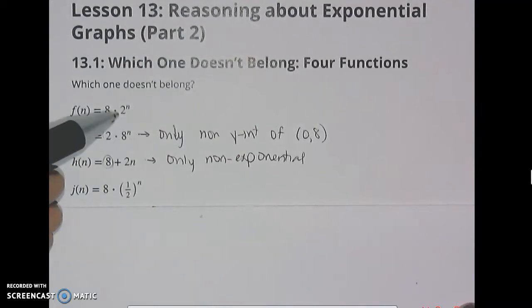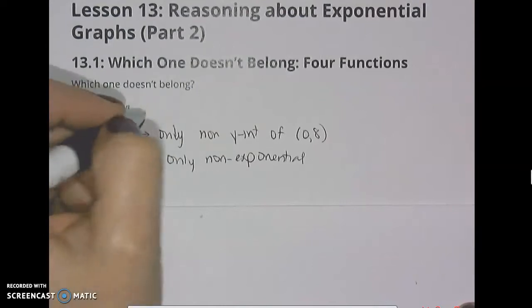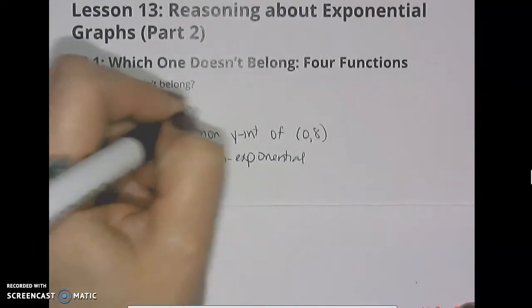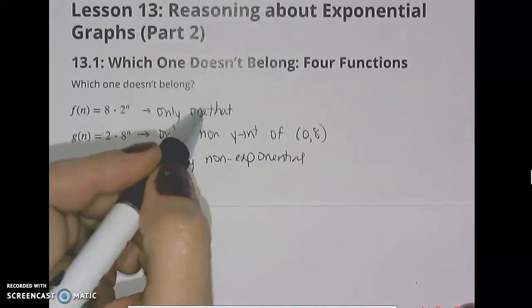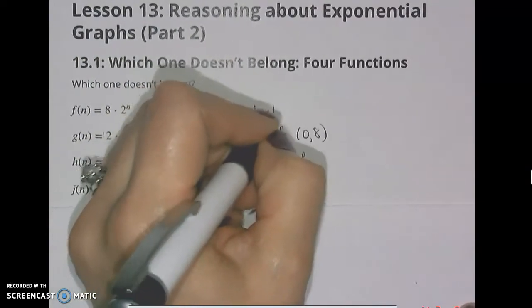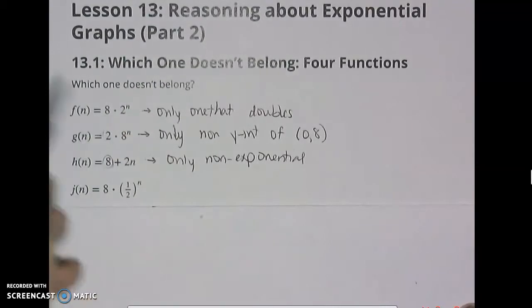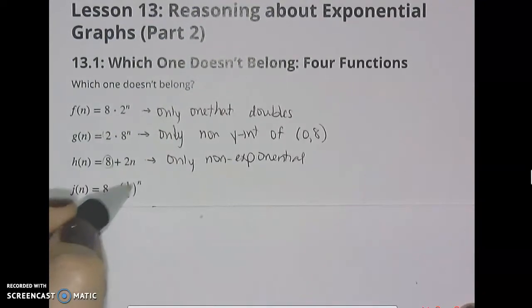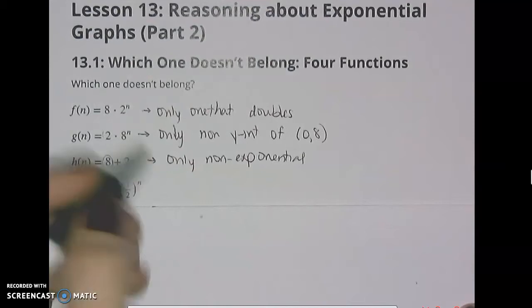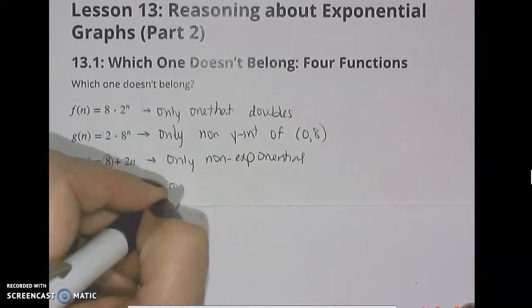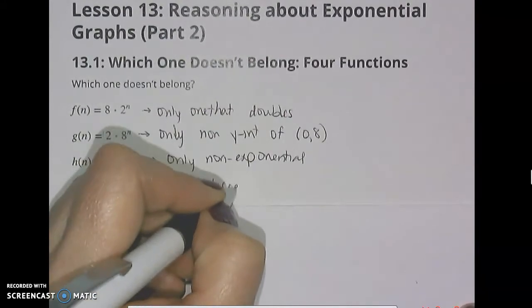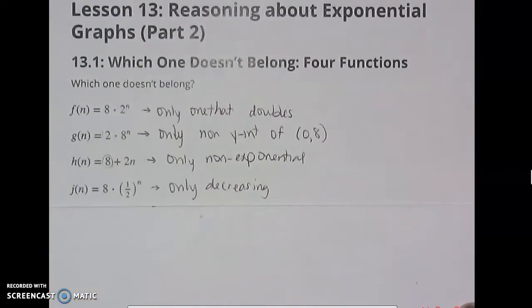Looking here, this is the only one that doubles. Oh, I'm just putting those two words together. Only one that doubles. Okay, like this would multiply by 8. This doubles it, but then adds 8. And then this one is going to take half of it each time. So all of these are increasing, so the only decreasing one. Okay, the only decreasing function.